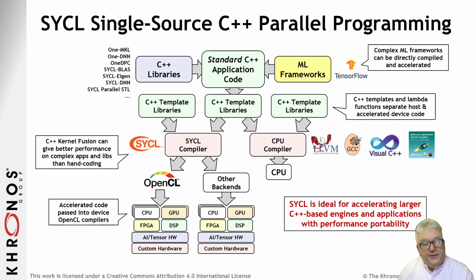Now to look at SYCL. SYCL is a C++ language framework that uses template libraries to dispatch selected parts of standard C++ applications to acceleration processors. SYCL enables complex C++-based applications and libraries such as complete machine learning frameworks to be directly compiled and accelerated to performance levels that in many cases outperform hand-tuned code. Offloaded C++ code is sent to the SYCL compiler for the targeted accelerated processors, often using OpenCL as a backend, but SYCL is increasingly supporting a wide variety of backends for deployment flexibility. The unaccelerated remainder of the C++ code is sent to the standard C++ compiler for the host CPU.